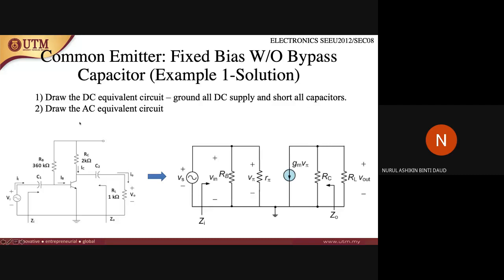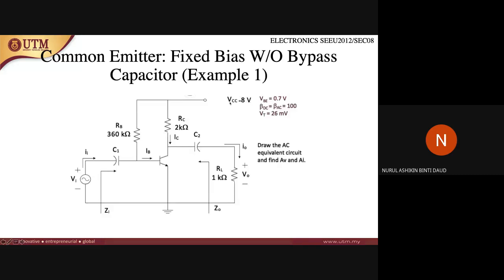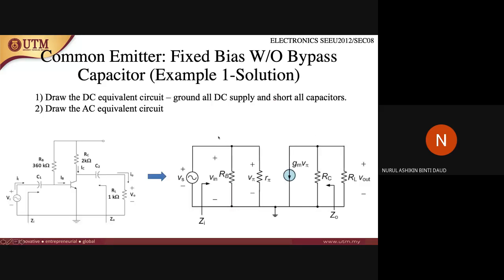Since there is a VCC of 8 volts mentioned here, at this part it is 8 volts. This is the VCC part. First of all, make this into ground, at this part, yeah, make it as ground, or assume it is 0.